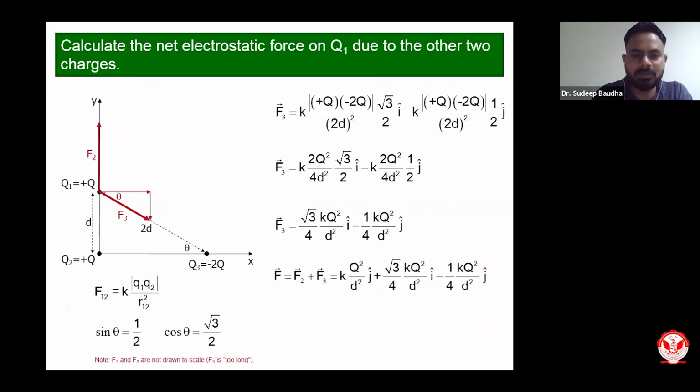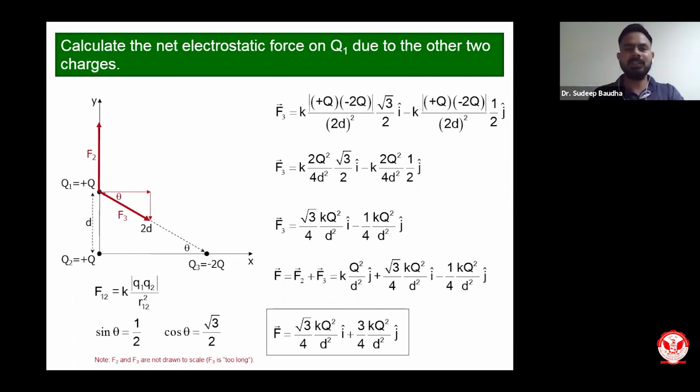So the net force, as we already said, on Q1 due to Q2 and Q3 will be F2 plus F3. As you can see, I have just added up these quantities and got the final force as root 3 by 4 K Q square upon D square i plus 3 by 4 K Q square upon D square j. So you can highlight it, and that is your final answer. This is the total amount of force exerted on Q1 due to Q2 and Q3.